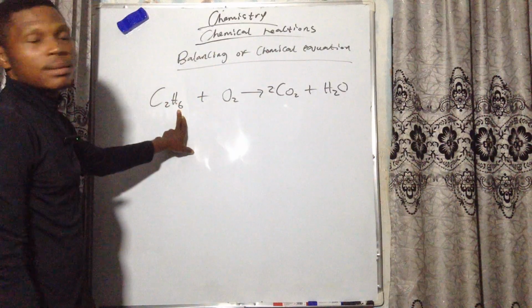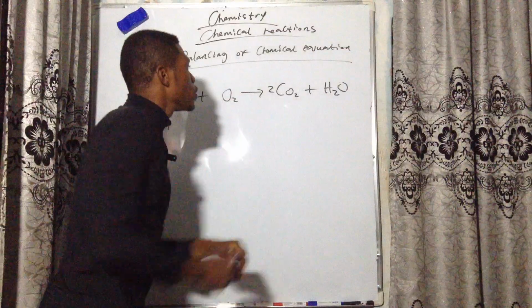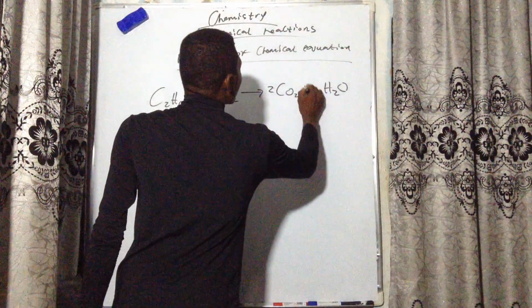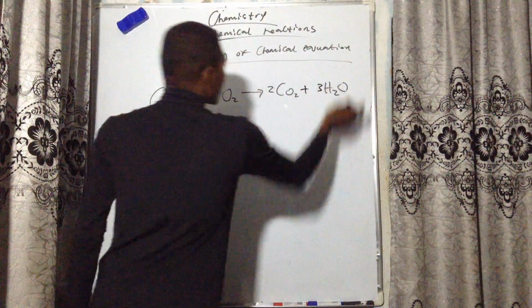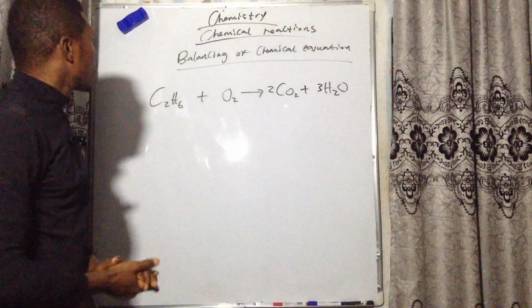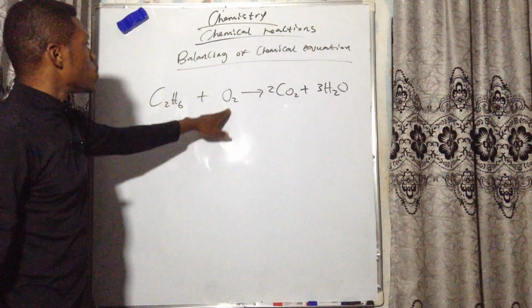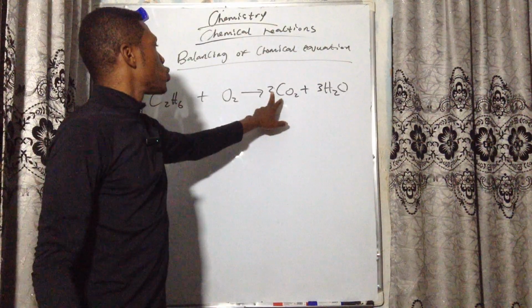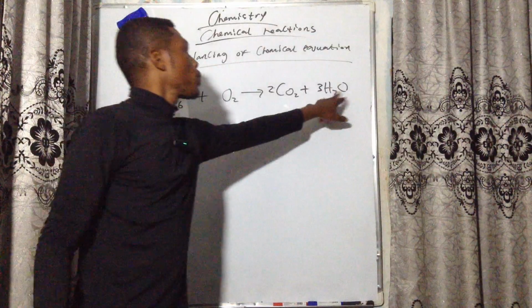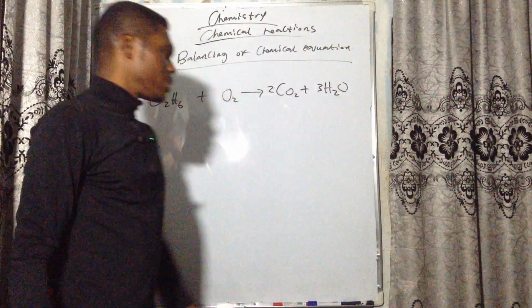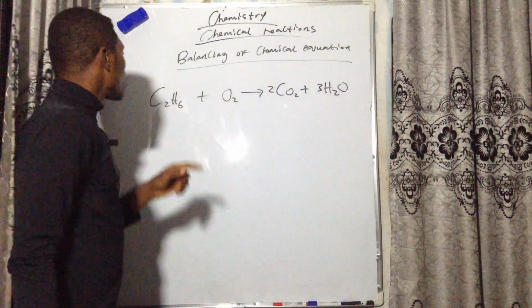Now we come to hydrogen. Hydrogen is 6 here. Okay, so here is 2, so we put 3. We put 3 for hydrogen. 2 times 3, 6. Hydrogen is okay. Now we come to oxygen. Oxygen is 2 here. Now oxygen is how many here? 2 times 2 is what? 4. 4 plus 3 is 7. Oxygen is 7 here.